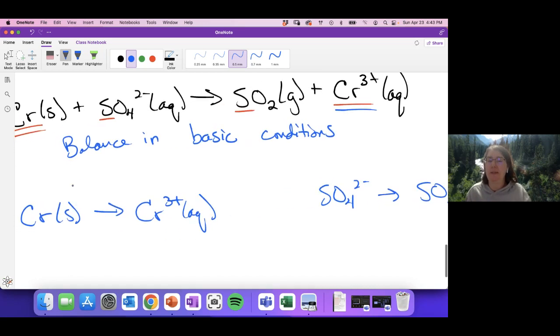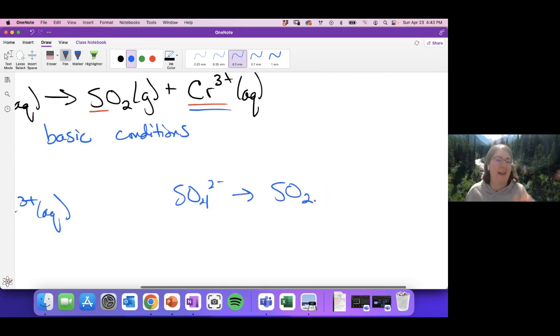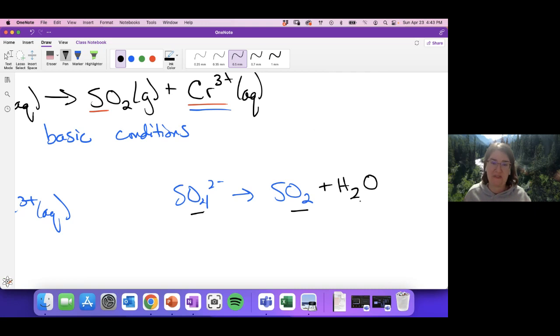You might notice that for the chromium reaction, there's no oxygens to worry about. So I'm actually going to leave that half reaction alone for a while. This sulfur one, though, I have to pay attention to. So we check the sulfurs. Now I'm on to oxygens. Those don't match, so I need to add water. That's not enough, though. So I have 4 here and 2 here, so I need 2 waters.